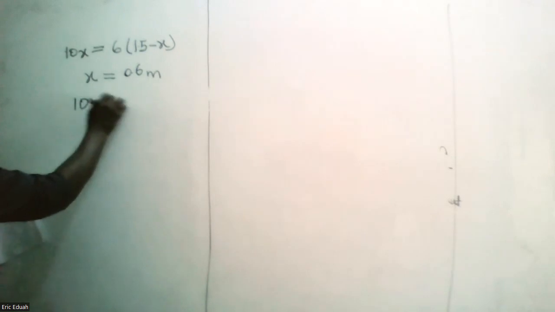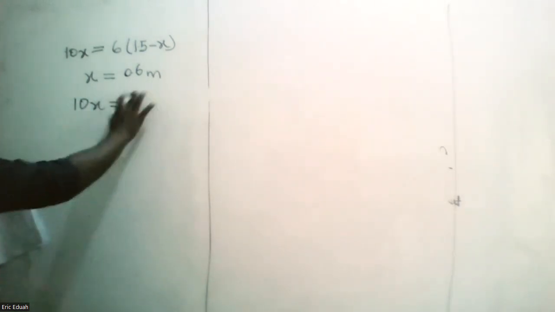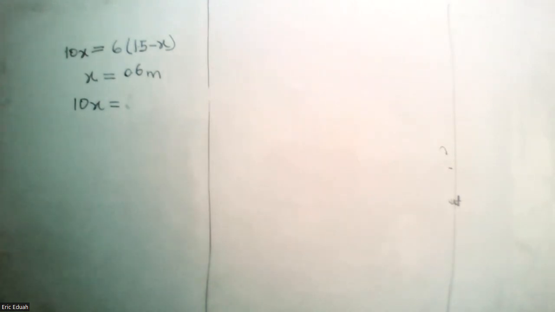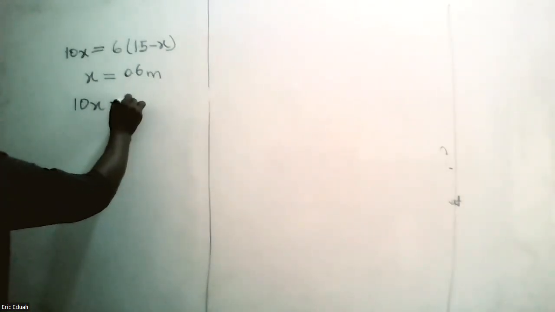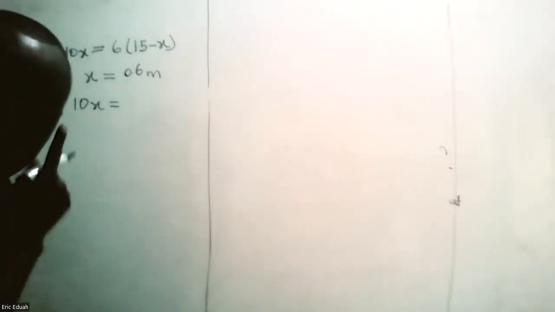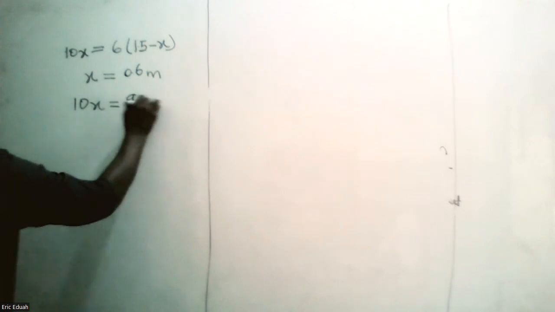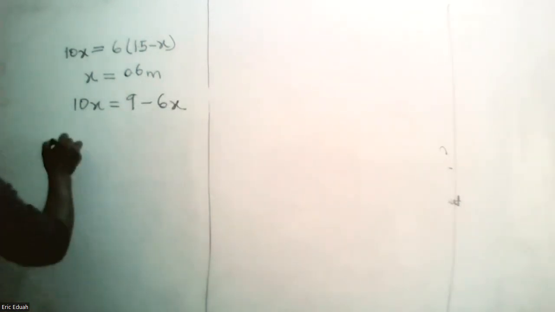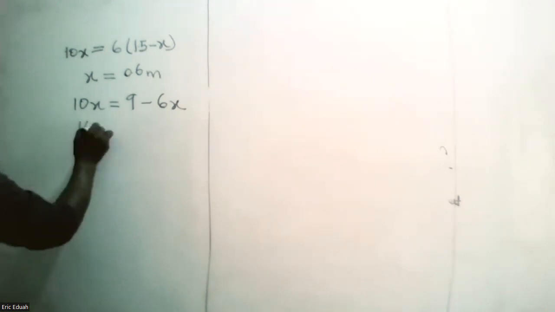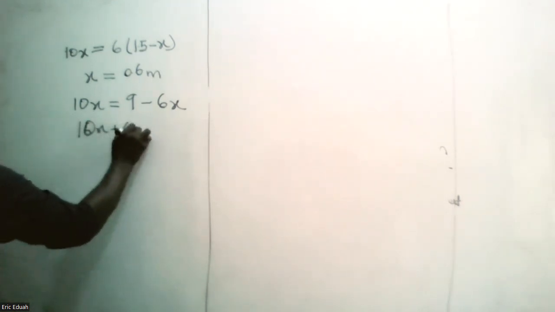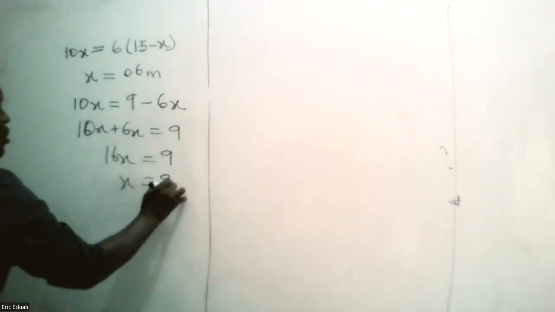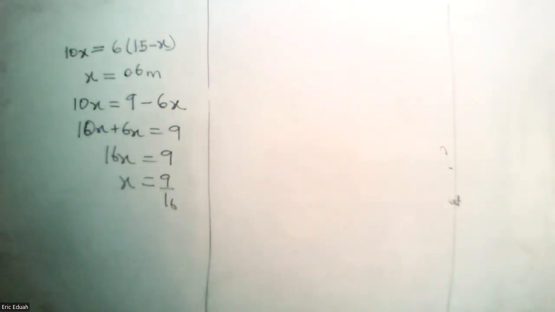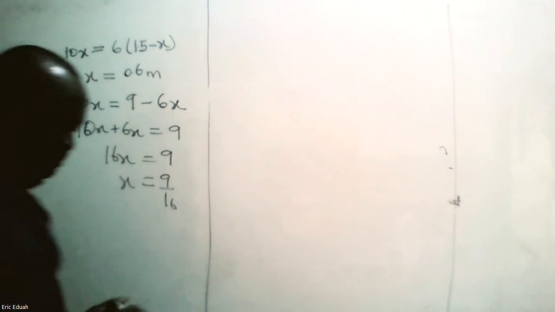So we have 10x is equal to, what is 6 times 1.5? Class, what is 6 times 1.5? 9. So 9 minus 6x. Okay, thank you. So we have 10x plus 6x equals 9. 16x equals 9. Therefore, x is equal to 9 on 16. So Gloria, point 9 on 16 and it should take you there.